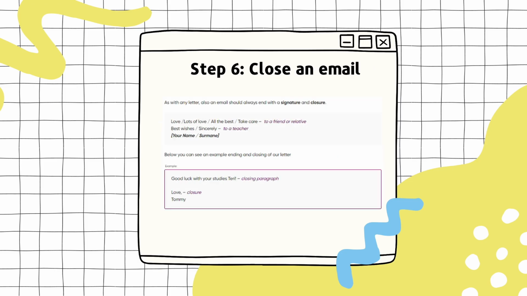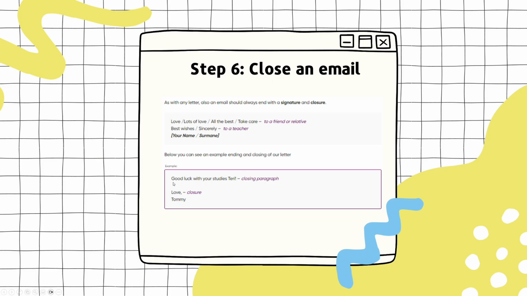And then you close an email. Just now was a closing paragraph. Now this is closing an email. As with any letter, an email should also end with a signature and closure. Some of the words that you can use are love, lots of love, all the best, take care. Those can be used for friends or relatives. Best wishes, sincerely, or regards can be used when you talk to a teacher, a company or others. Then you put your name or your surname and then use a signature. You can see the example below here.